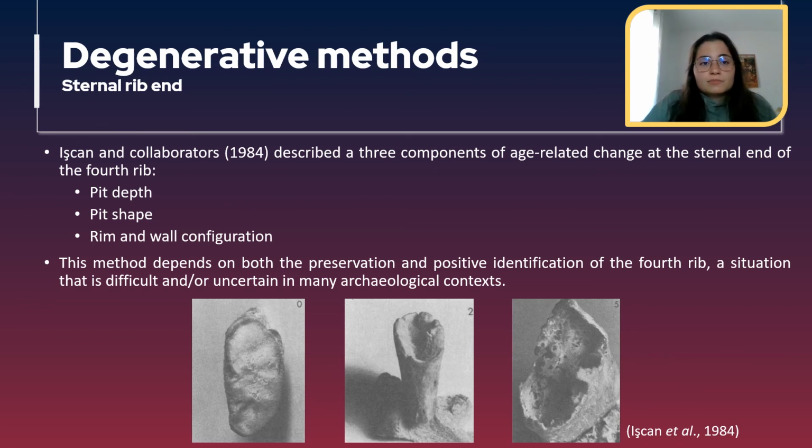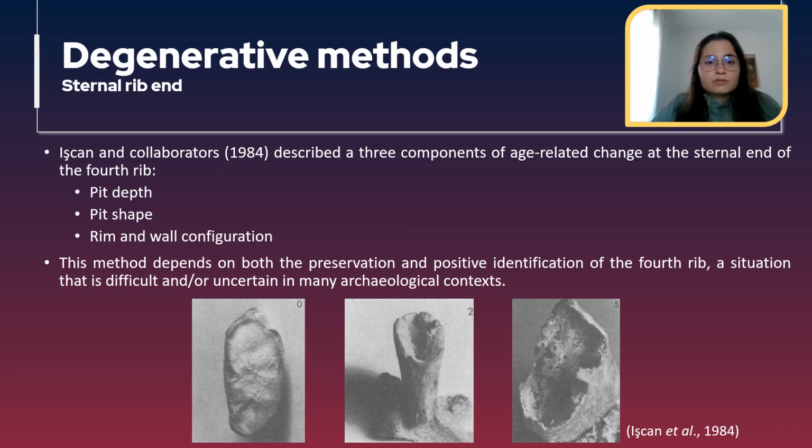Six numbered stages were described for each of these components, and this method depends on both the preservation and positive identification of the 4th rib, a situation that is difficult and/or uncertain in many archaeological contexts. This is because the ribs are very fragile bones and are susceptible to taphonomic destruction. But we'll talk more about this next week.